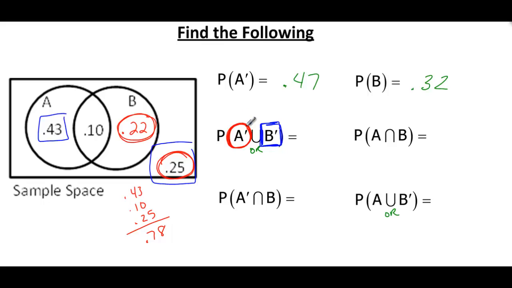I want anything that's not in A or not in B, or anything that has a circle or a square around it. So what has a circle or a square? Well, this is a square, this has a circle, this has a circle and a square. Anything that is circled or marked is what I'm going to add up. If I add those three things together, I get 0.90, or I could just think, I know the whole thing adds up to 1. If I subtract 0.10, I get 0.90. So my answer is 0.90.